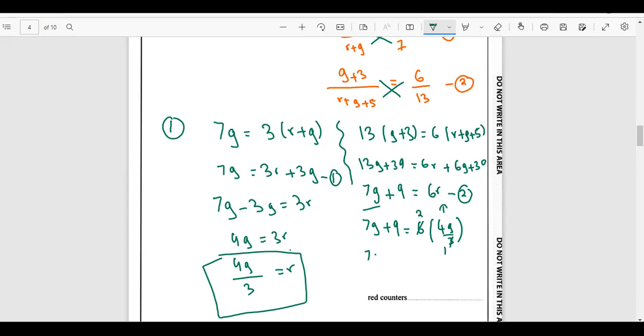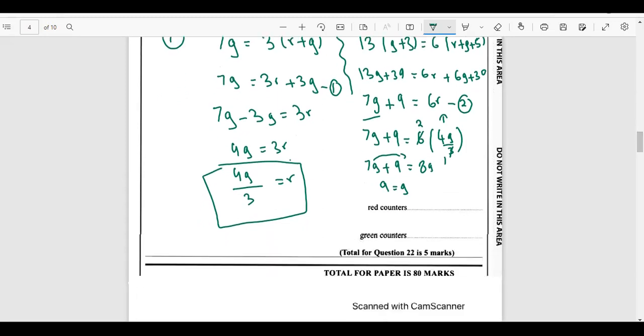This would give me 7g plus 9 equals 8g. So I can take 7g on the other side and it would become 9 equals g. So the value of g is 9. This means we have 9 green counters. And now I'll plug in this 9 over here to find the number of red counters. So 4 into 9 divided by 3, 1 times, 3 times, and it is 12. So 12 is equal to R. So we have 12 red counters, okay?